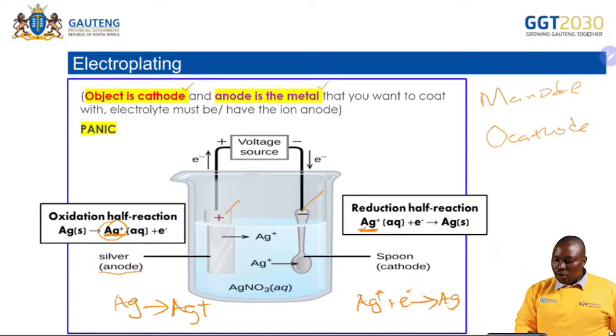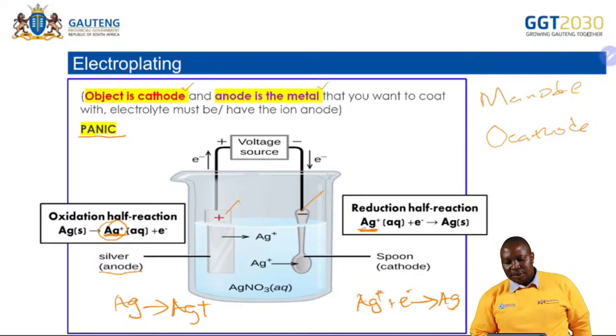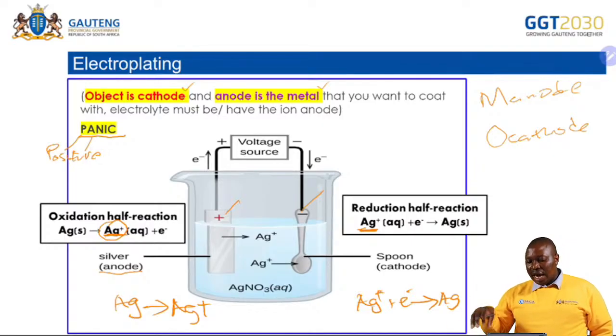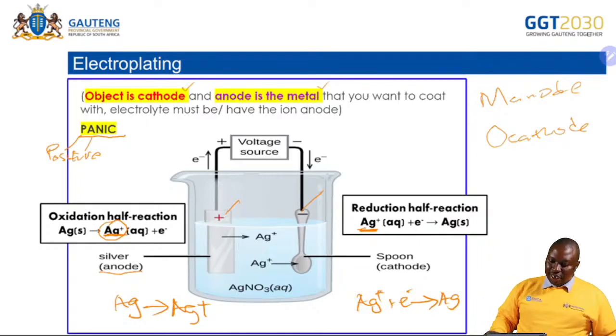And I'm saying to you, remember this with PANIC. So we're saying positive anode, positive anode. So you got to know that the positive one is the anode. Remember what I said? When we started, we said anode is negative. Now we're saying anode becomes positive. Why? Because we're using electricity to force the negative electrode to become positive, to become the anode. So you got to know that the anode is going to lose electrons, and then the cathode is going to gain them.